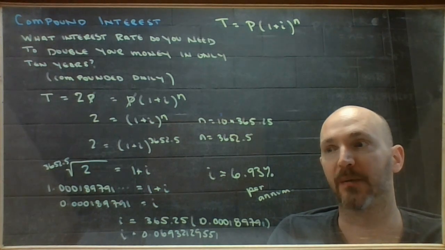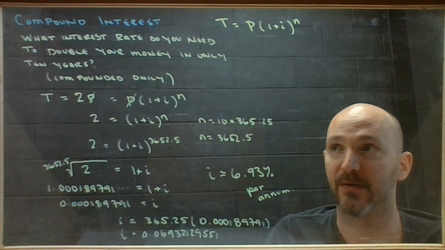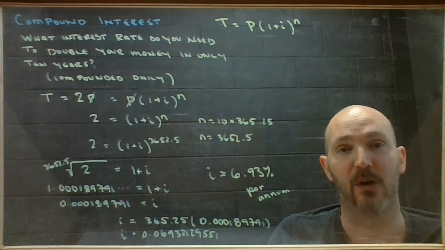Okay, so that's an example of how to solve for T, for P, for I, and for N in the compound interest formula. So you should be good to go for the practice problems.